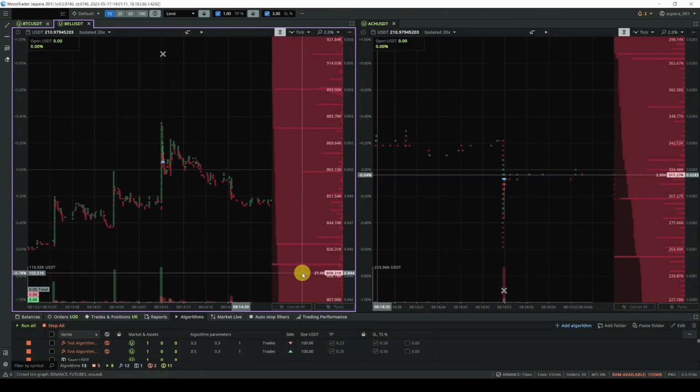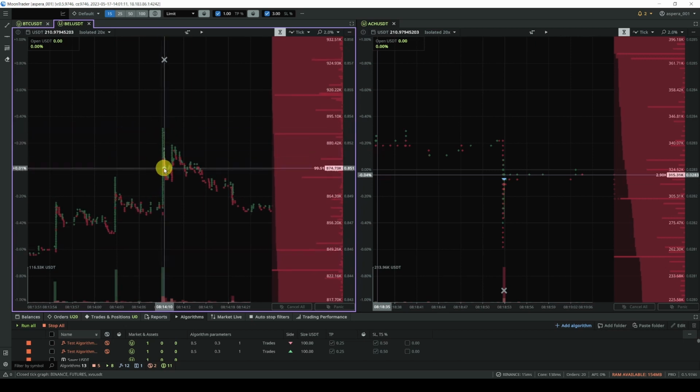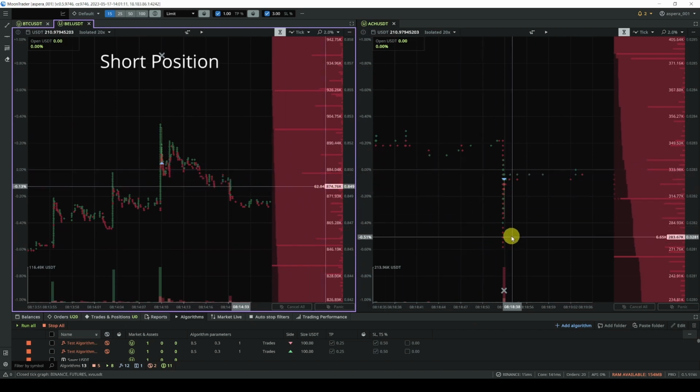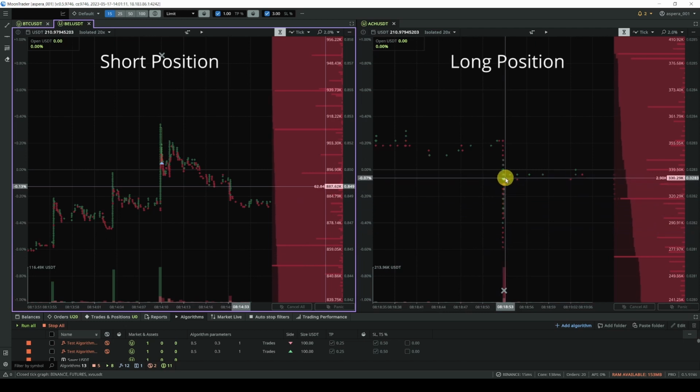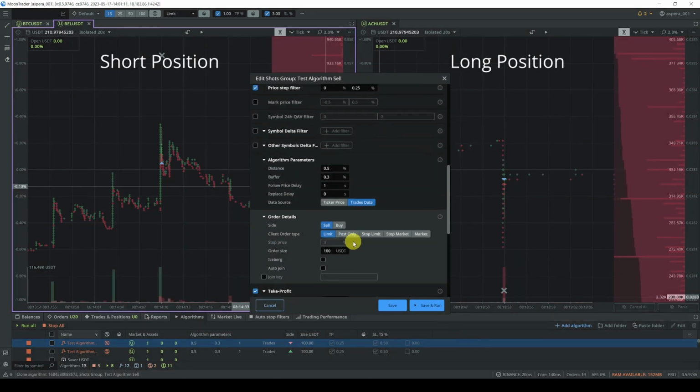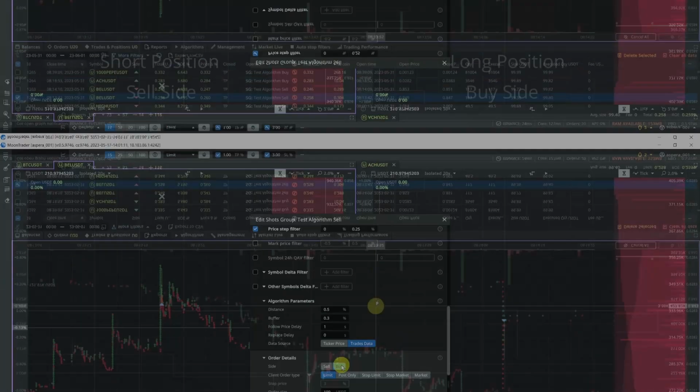A little note on the terminology. Selling first with the expectation to buy later at a lower price on the futures market is commonly referred to as a short position or shorting. And buying first to sell at a higher price later is referred to as a long position. However, to be consistent with the terminology used throughout Moontrader, I will be saying sell side and buy side respectively.